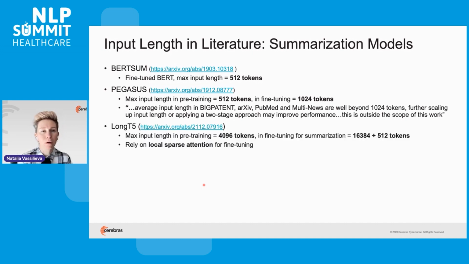Another prominent work on abstractive summarization is the LongT5 model, where the team took the T5 model and trained it first on longer documents of 4,000 tokens, and then fine-tuned it for summarization with a much longer context. To enable this fine-tuning on a longer context, they used sparse attention for fine-tuning.